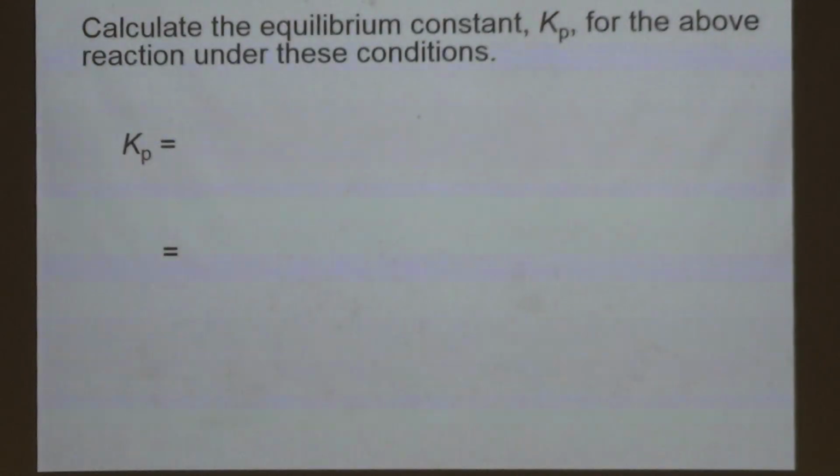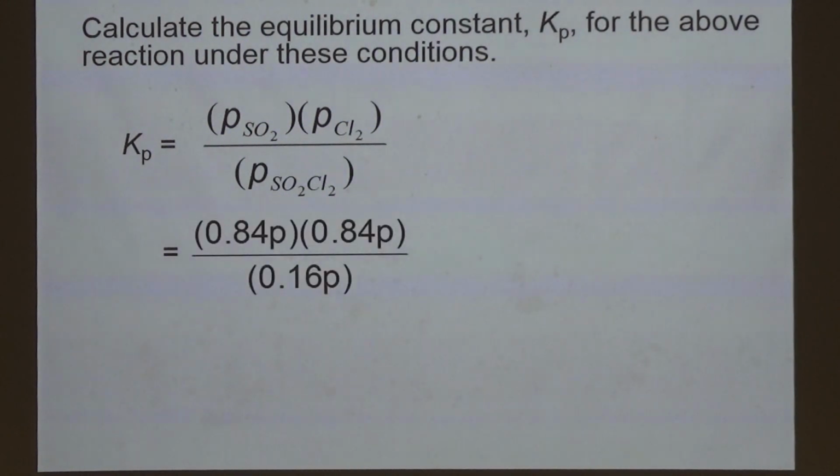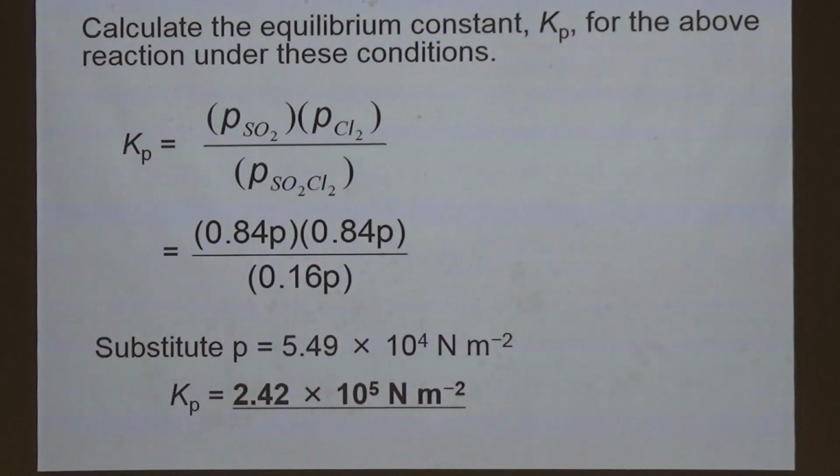Right, so from there you can calculate the equilibrium constant Kp for the above reaction. Take the partial pressures of the three gases, put them into the Kp expression. Substitute P in, and you will get the value for Kp.